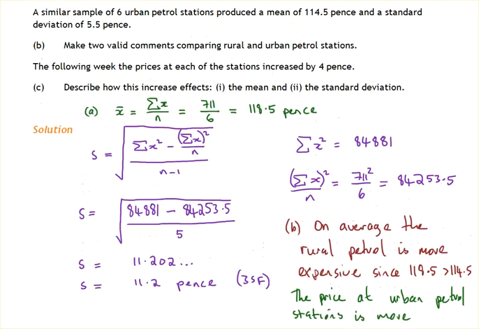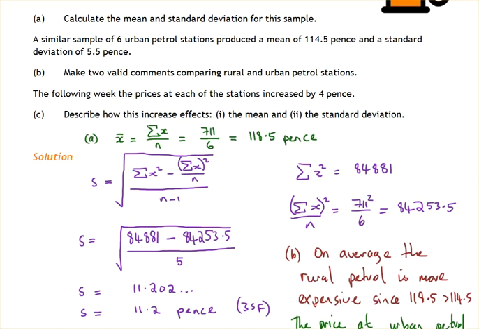There is a third part to this question, an interesting one really, part C, because we're told that the following week the prices at each of the stations increased by 4 pence. So that's all the stations that we've looked at, they've all gone up by 4p. And it says here, describe how the increase affects the mean and how it affects the standard deviation.